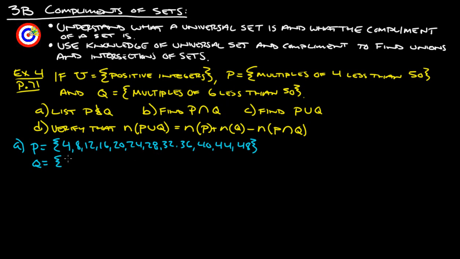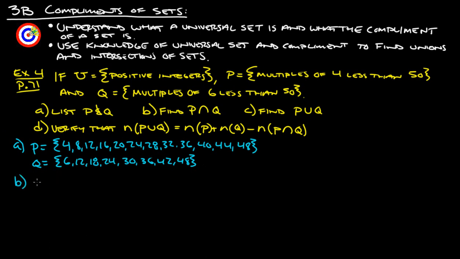Alright, elements in Q are all the multiples of 6 that are less than 50. So 6, 12, 18, 24, 30, 36, 42, and 48. Right? Alright, I hope that's right. So, that's all of our elements in P, all of our elements in Q.